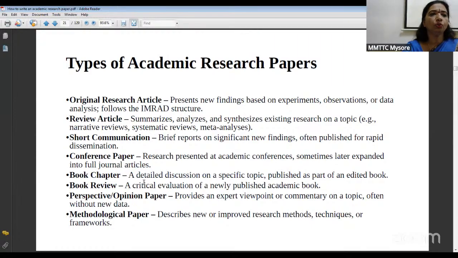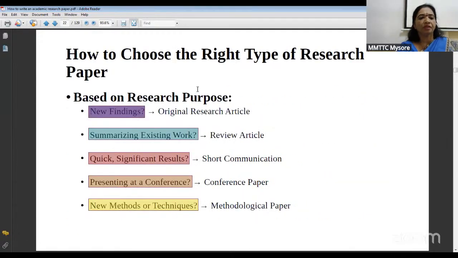And book review: there will be a book which is already published. You can write a critical review, a critical evaluation of that particular book. That is a book review. And perspective or opinion paper, which provides an expert viewpoint or commentary on a topic without any new data. So that is also possible. And methodological paper, which describes new methods.